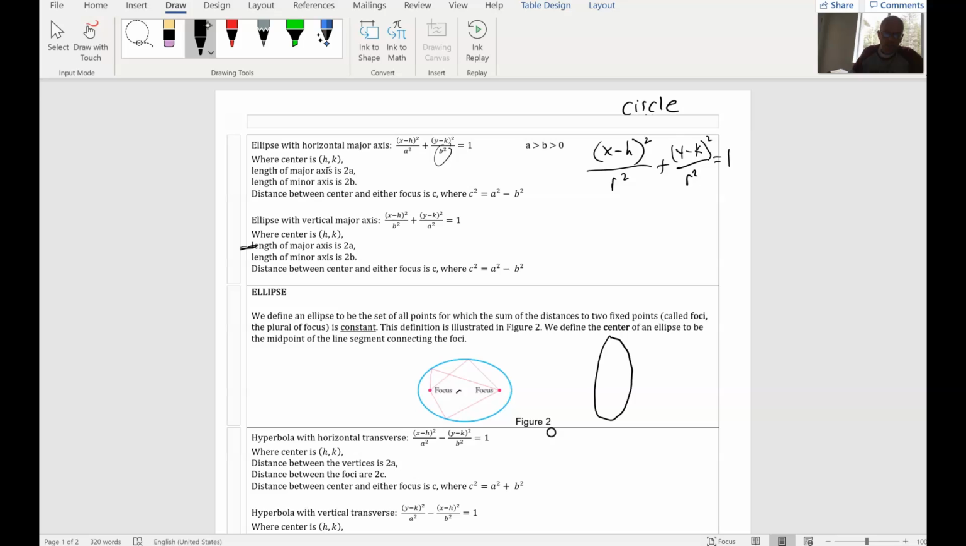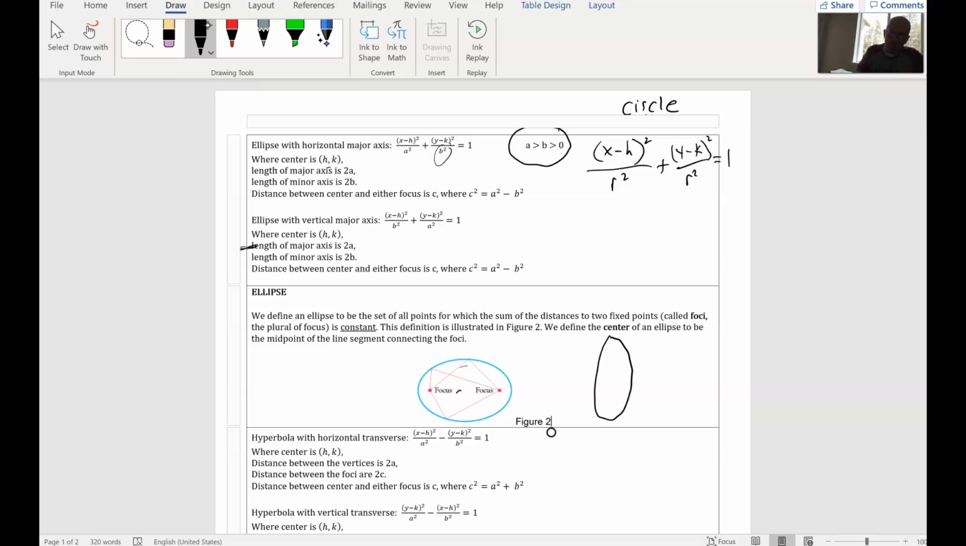Notice in this case, the a is underneath the y, and the b is underneath the x, because what they're establishing up here is a is always bigger than b, just so we're clear on what a and b are. So notice that they're saying just think of a as the bigger number between a and b. And so notice in this case the bigger number is underneath x. That's why it's longer in the x direction.